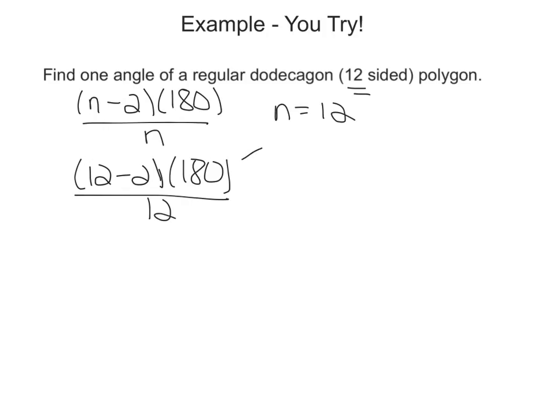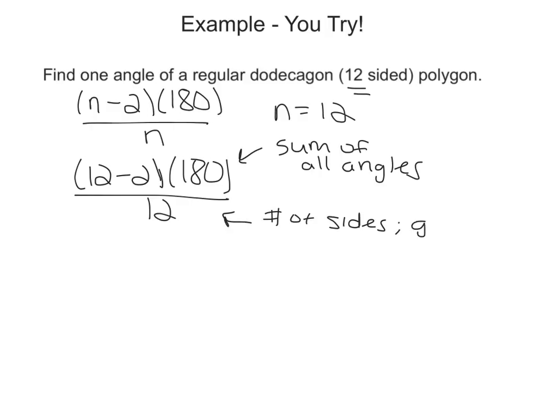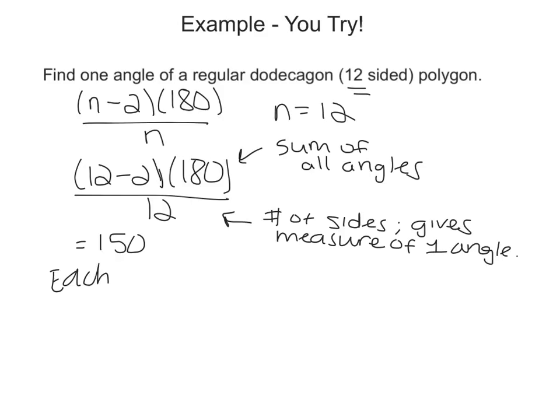If my math is right, remember this is the sum of all angles, and this is the number of sides, and that gives the measure of one angle. Okay, so if my math is right, that gives me 150. So that tells me that each interior angle is 150 degrees.